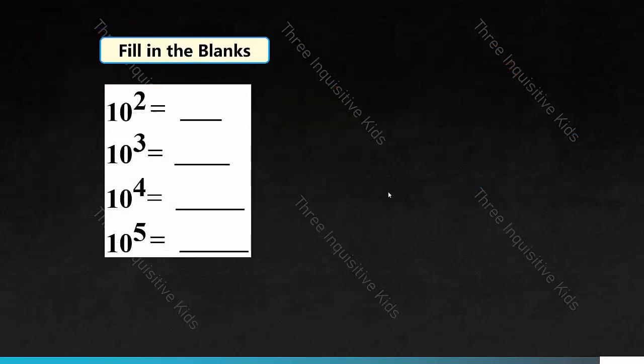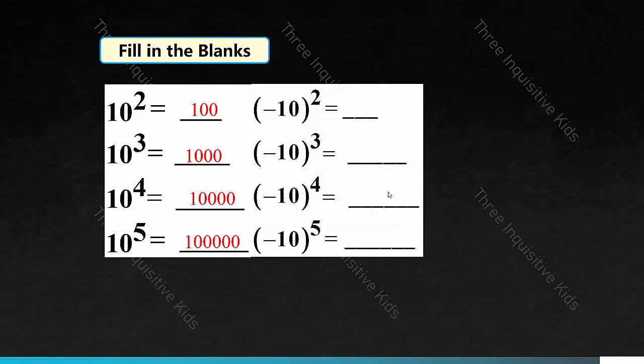Here we have 10 squared, 10 to the 3rd power, 10 to the 4th power, 10 to the 5th power. 10 squared is 100, 10 cubed is 1,000. 10 to the 4th power is 10,000, and 10 to the 5th power is 100,000. Negative 10 squared is 100, negative 10 cubed is negative 1,000, negative 10 to the 4th power is 10,000, and negative 10 to the 5th power is negative 100,000.